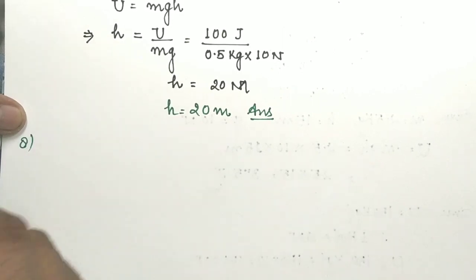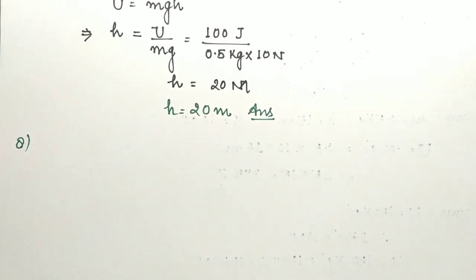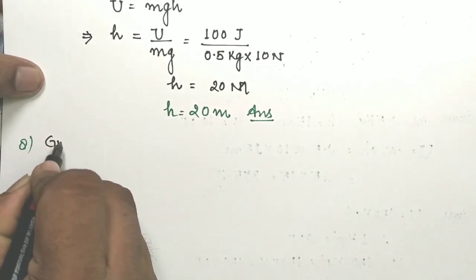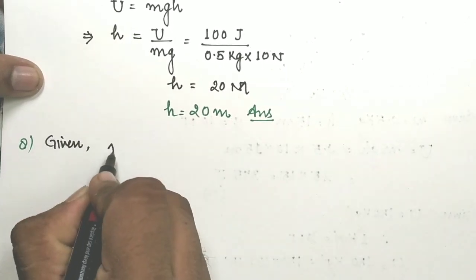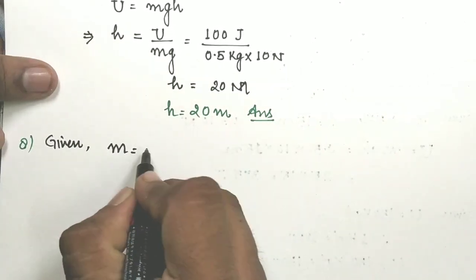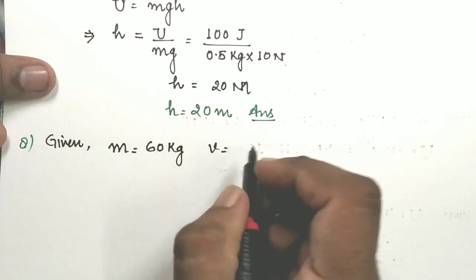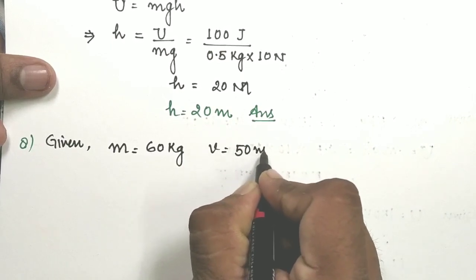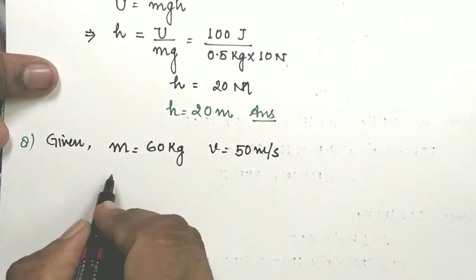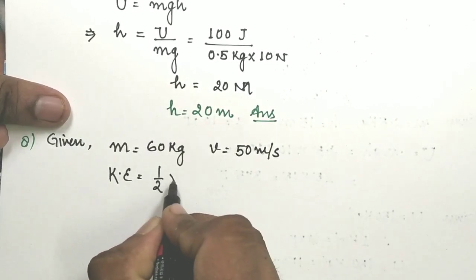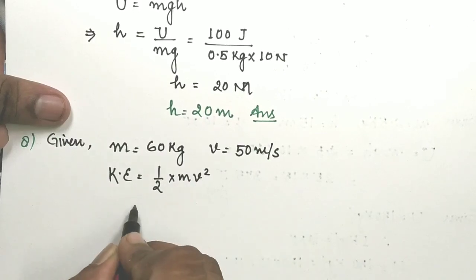Question number 8. What does question 8 say? Each and every question is very easy in this chapter. A body of mass 60 kg is moving with a speed of 50 meter per second. Calculate its kinetic energy. In this question, the mass of the body is given as 60 kg, and the body is moving with a velocity of 50 meter per second. As we know, the expression of the kinetic energy is equal to half mv square.